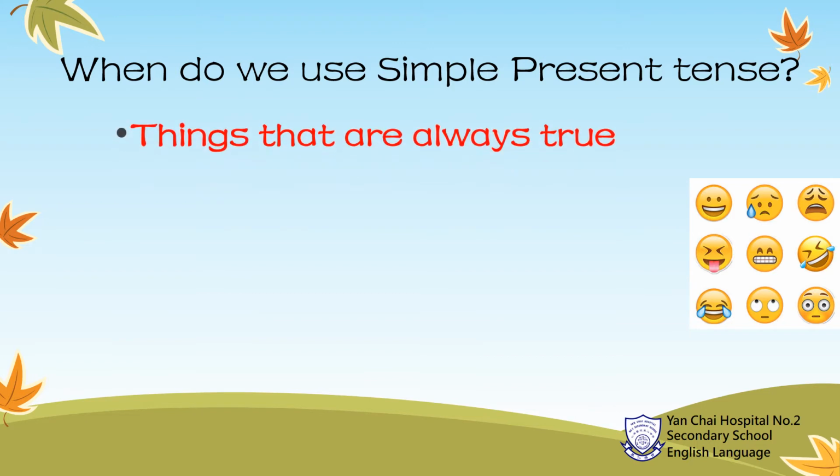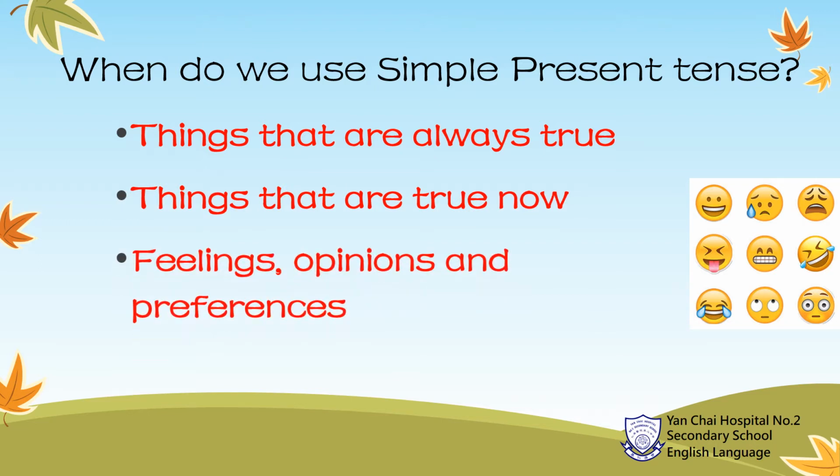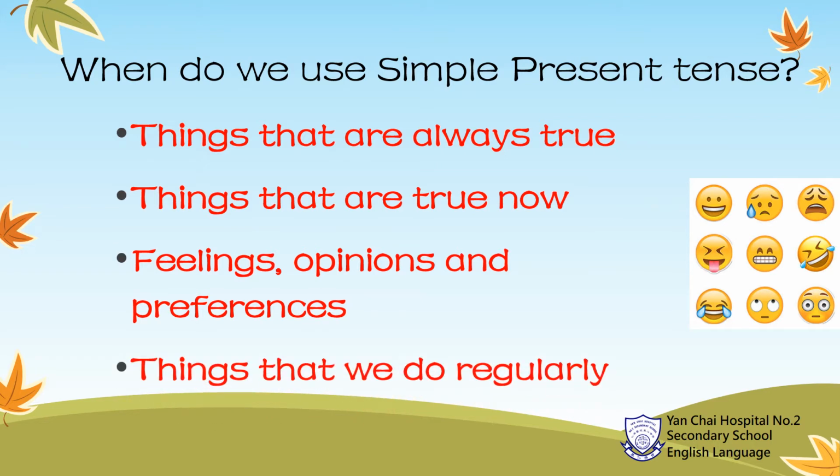The first one, when we talk about things that are always true. The second one, when we talk about things that are true now. Third one, when we talk about feelings, opinions, and preferences. The last one, when we talk about things that we do regularly.